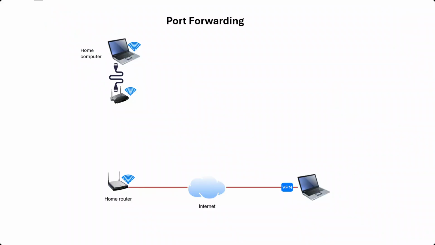Before we dive into the setup, there is one important prerequisite for establishing a direct VPN connection between your remote device and your home computer: port forwarding. You need to forward port 1723 on your home router to your home PC. This allows your home computer to receive incoming PPTP VPN connection requests from the remote device.